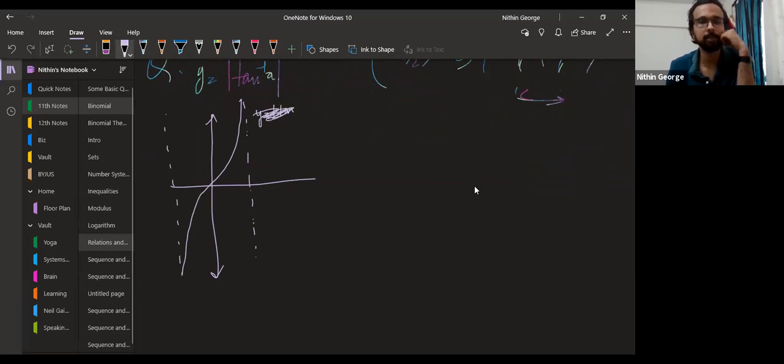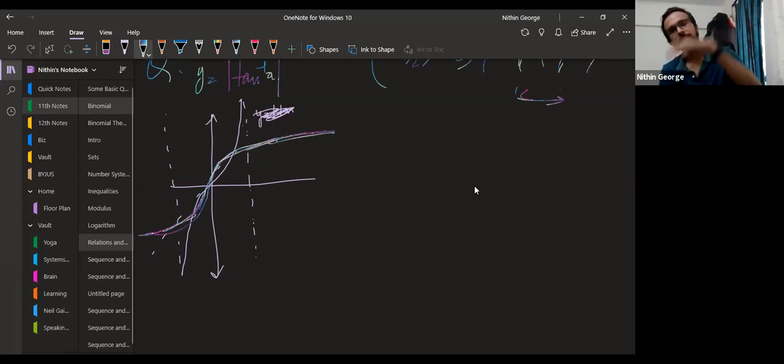Y is equal to tan x. Sorry. Mod tan inverse x is the question. So you draw y equal to x graph, and then let this mirror. You draw y equal to tan x graph, and then let this mirror about the y equal to x graph. You get y equal to tan inverse x graph. This is y equal to tan inverse x graph.